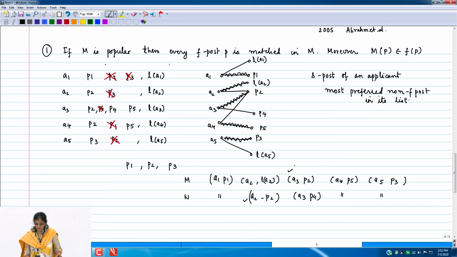But what we will show is both these matchings are popular, and therefore it shows that in fact popular matchings can come in different sizes. This matching is truly of size 5, this matching is of size 4 only. So this is what this example illustrates. Is this fine?